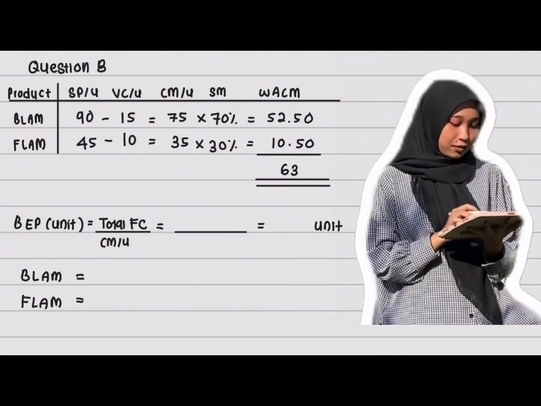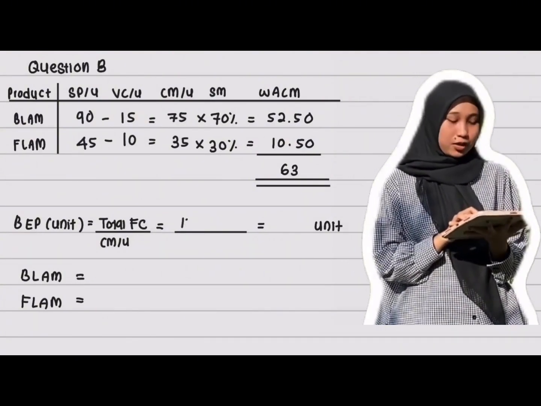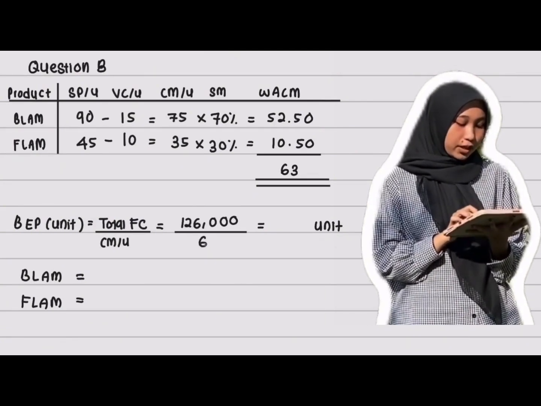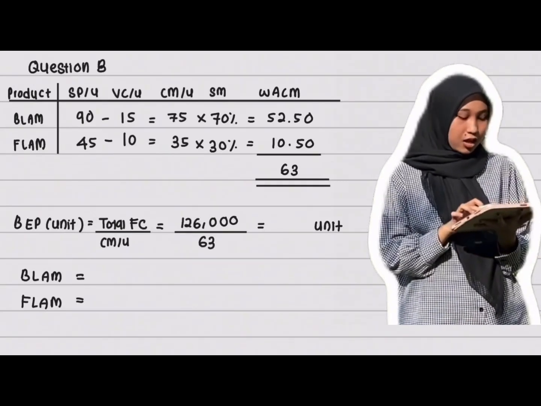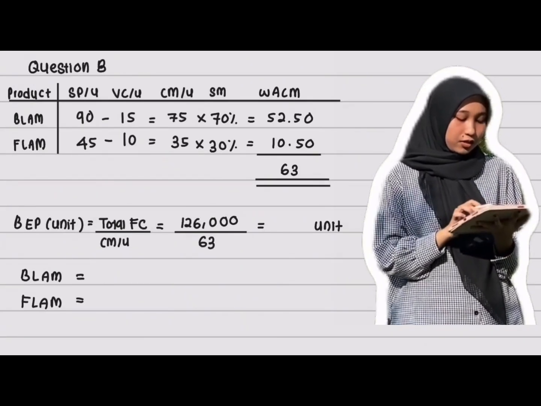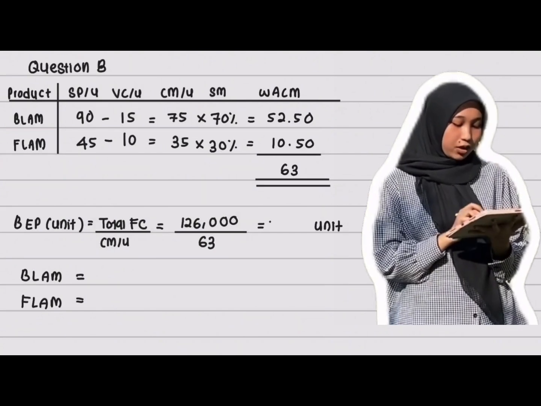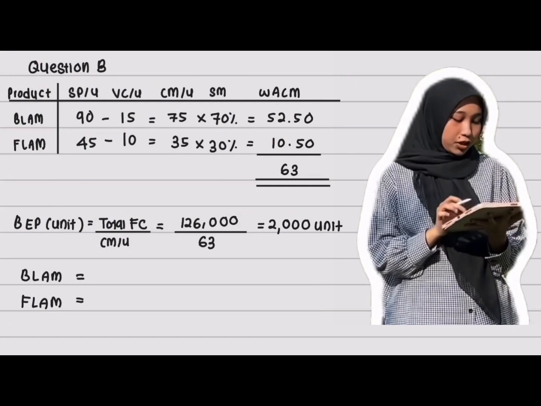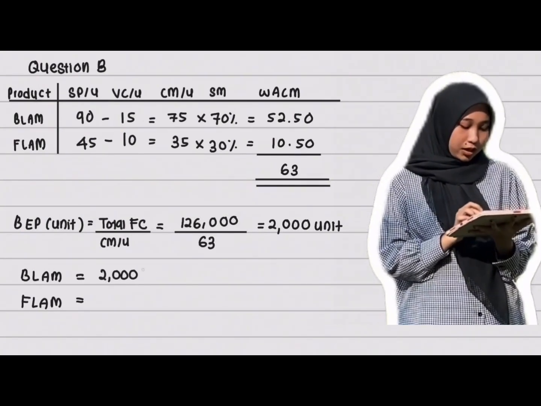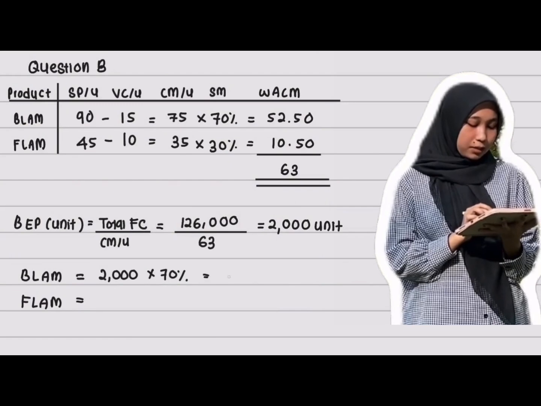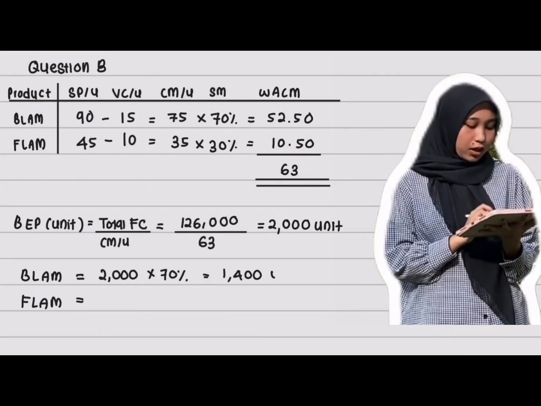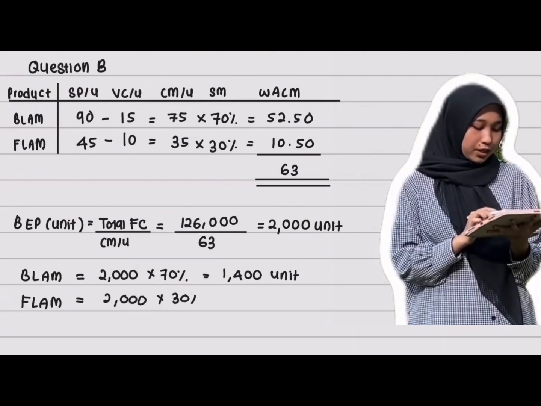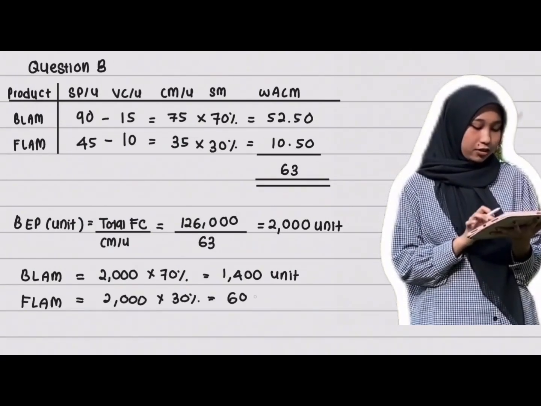Total fixed cost was given as 126,000. So for BEP in unit, the formula is fixed cost divided by total weighted average contribution margin. 126,000 divided by 63 ringgit and we got 2,000 units. For BEP in unit for each product, we will multiply by sales mix. For Blem, 2,000 units multiplied by 70% and we got 1,400 units. For Phlegm, 2,000 units multiplied by 30% and we got 600 units.